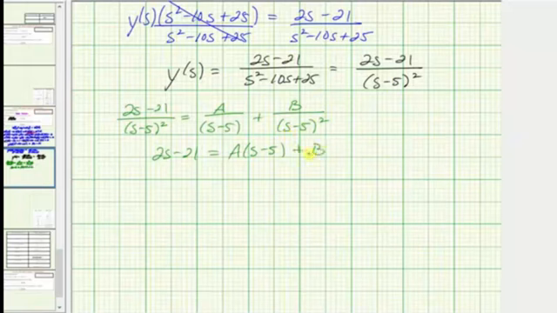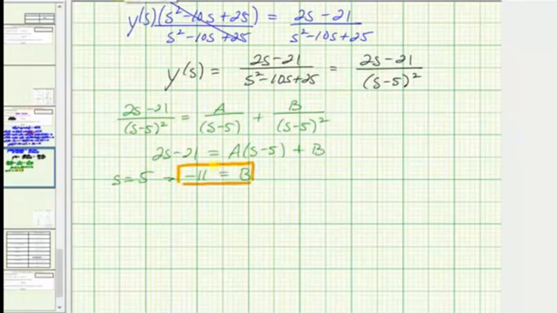And now we'll select convenient values of s in order to find the values of a and b, so we can write big Y of s as a sum of these two fractions. So let's let s equal 5, because that would make this factor 0. So if s is 5, here we'd have 2 times 5 minus 21, that's negative 11, equals, this would be 0, and therefore we just have b. So we know b must equal negative 11.